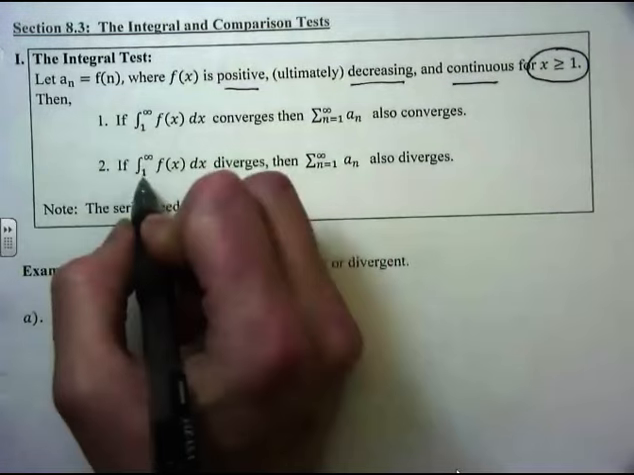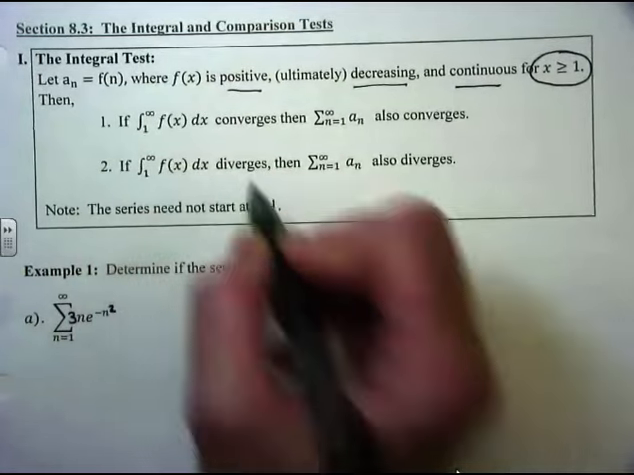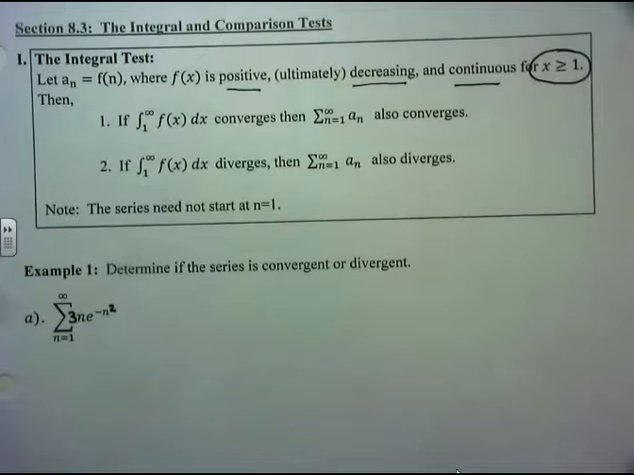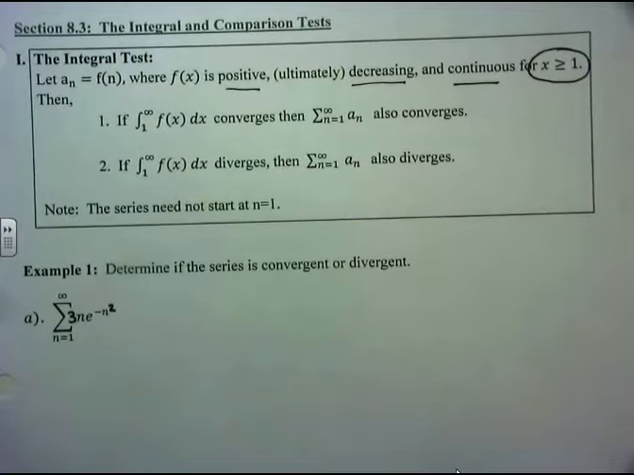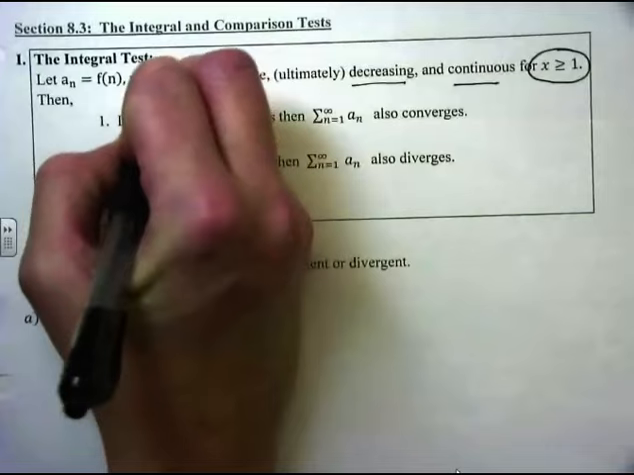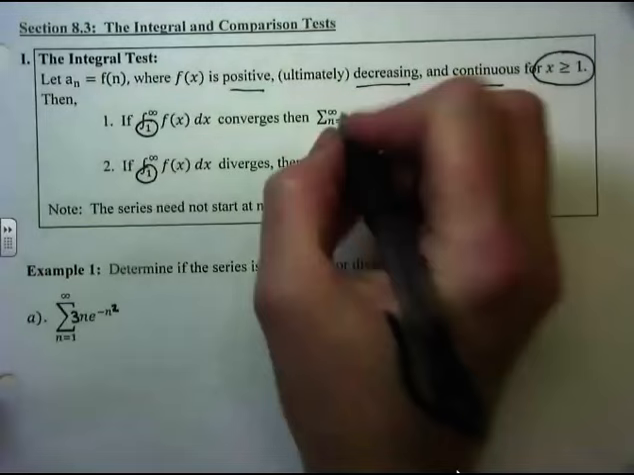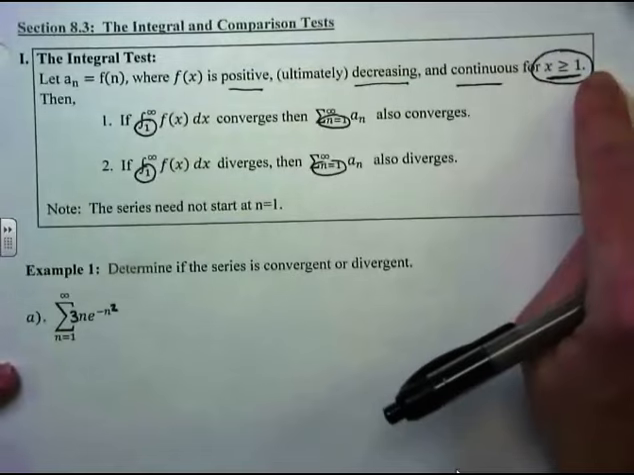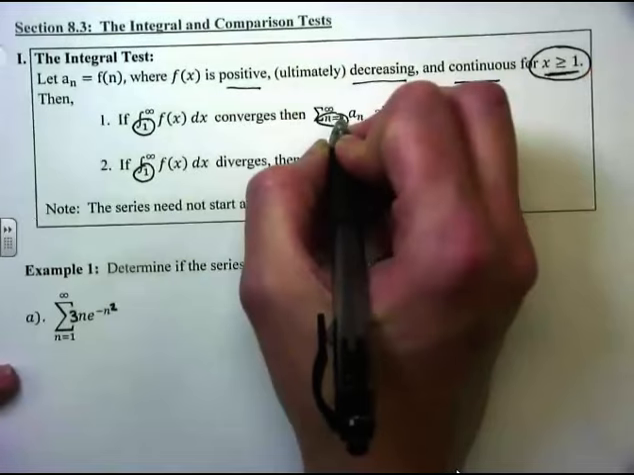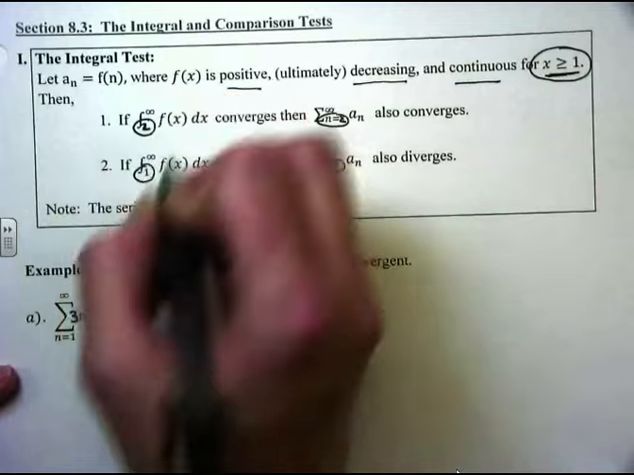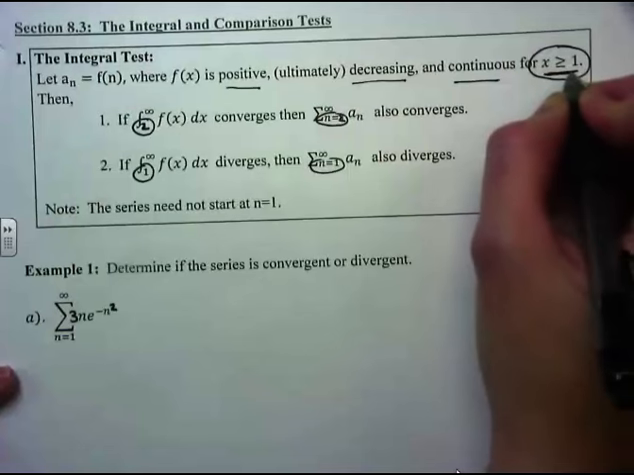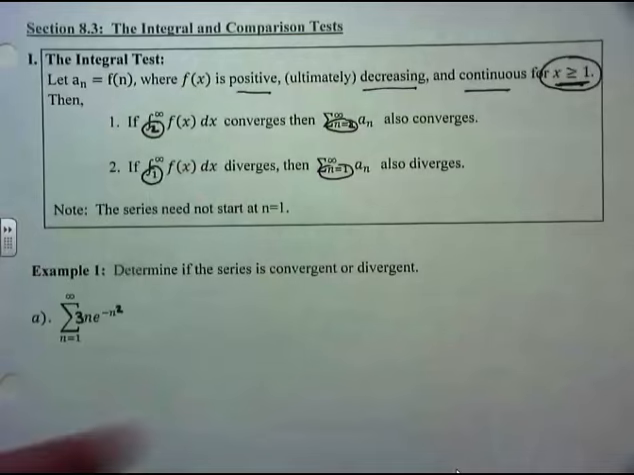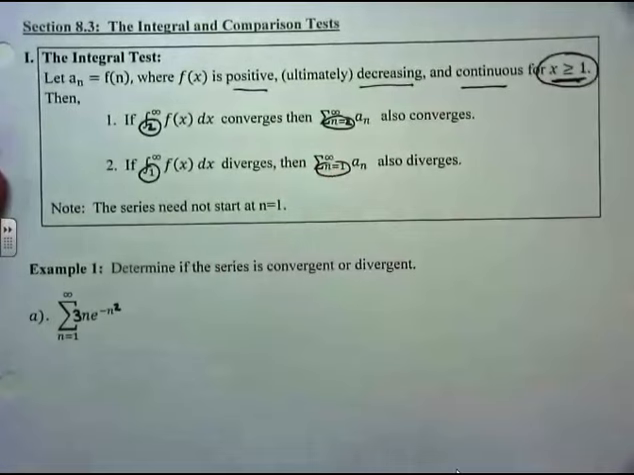Or if the integral from 1 to infinity of the function diverges, then the series from 1 to infinity also diverges. Now it says note the series need not start at 1, so notice that the lower limit of each integral is 1. The series are starting at 1 and they are interested in these properties holding for x greater than or equal to 1. If you wanted your series to start at 2, you would have, of course, considered the integrals from 2 to infinity, and you'd be interested in x greater than or equal to 2, the function having these properties. So you can start it at any value you want for the n, so 1, 2, 3, etc.